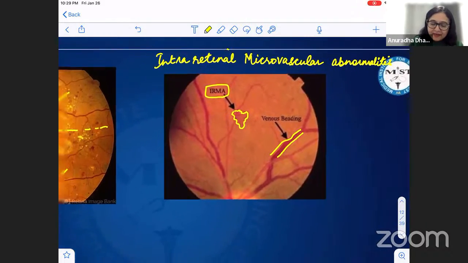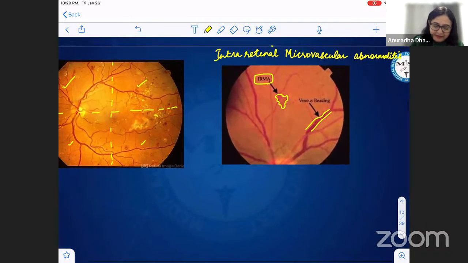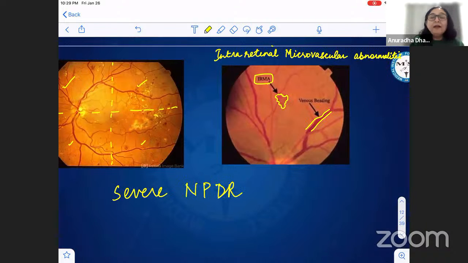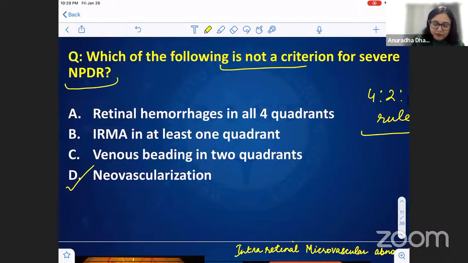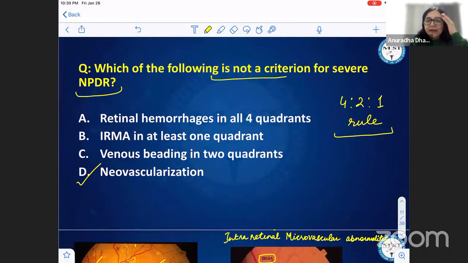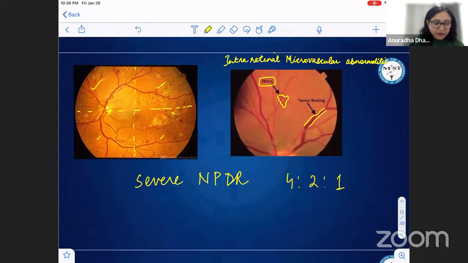Okay? So this is again a feature of severe NPDR according to the ETDRS classification. Hemorrhages in four quadrants, venous beading in at least two quadrants, or IRMA in one quadrant. These will be the features of severe NPDR. And as I told you, if there is neovascularization, that will mark as the answer, because that's not a feature of NPDR. Right? Moving on to the next question here.